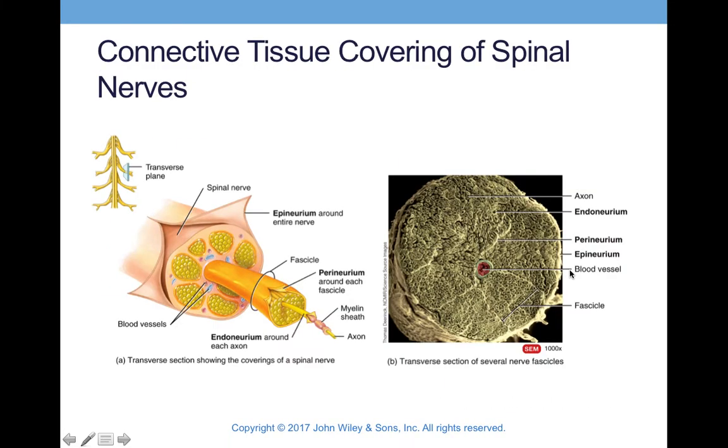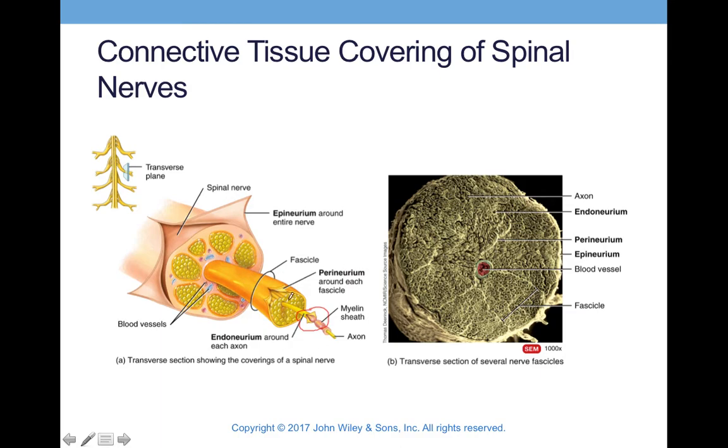All right, now back to the connective tissue coverings of the nerves. The spinal nerve axons are grouped within connective tissue sheaths. The names and prefixes of these sheaths should sound familiar. You can think back to our discussion on muscle fibers. A fiber is a single axon with an endoneurium. That endoneurium surrounds each axon.